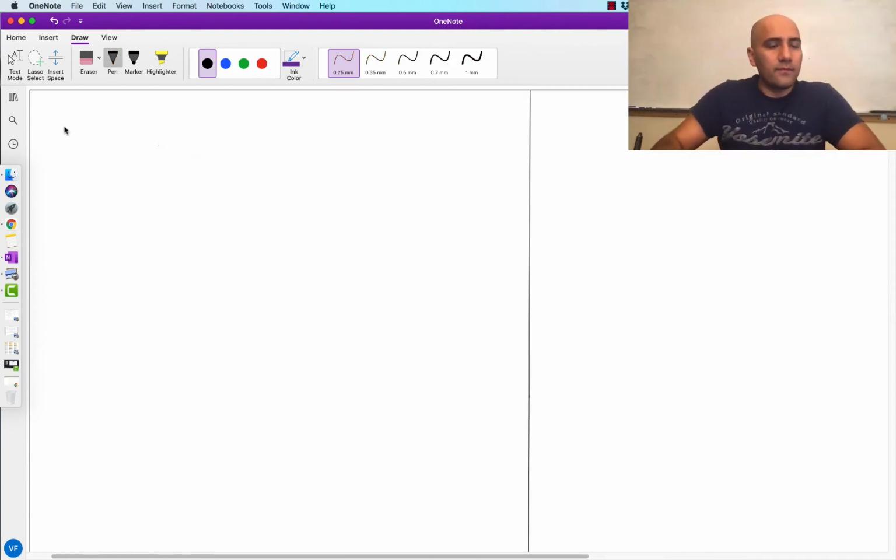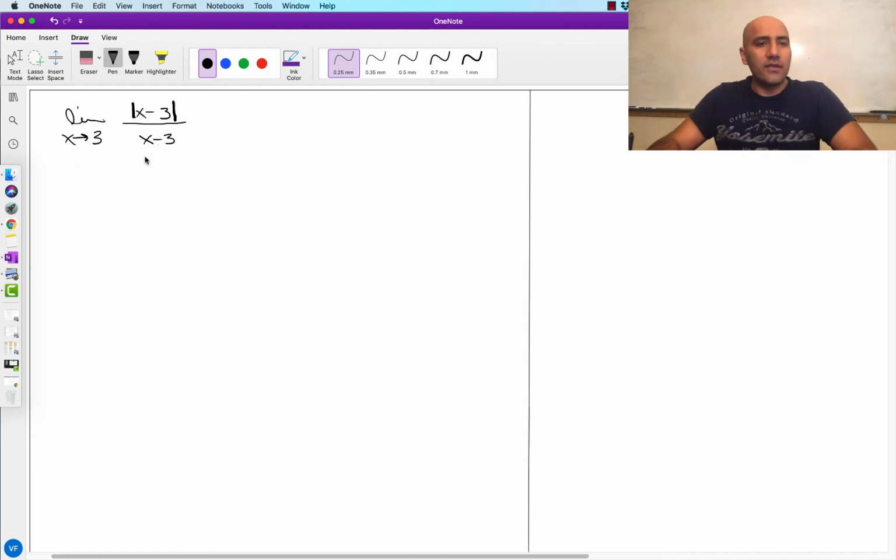All right, let's do one more example. Let's consider the limit as x approaches 3 of the absolute value of x minus 3 divided by x minus 3. Obviously, if we evaluate this at 3, we insert a 3, then this is going to be equal to 0 over 0. That is indeterminate, so more information is needed, right? So we need to figure out what this is.